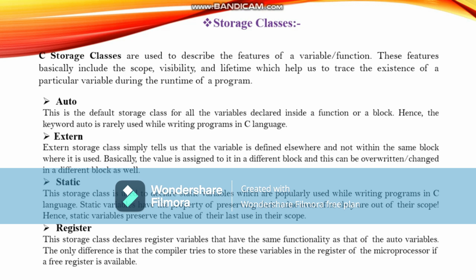Static. The static storage class is used to declare static variables, which are commonly used while writing programs in C language. Static variables have the property of preserving their value even after they are out of their scope. Hence, static variables preserve the value of their last use in their scope. Register. This storage class declares register variables that have the same functionality as the auto variables. The only difference is that the compiler tries to store these variables in the register of the microprocessor.